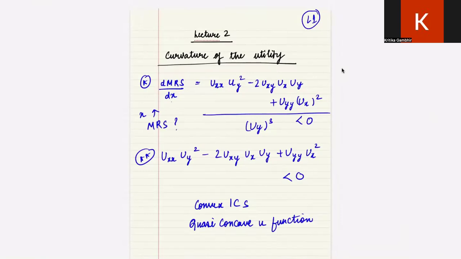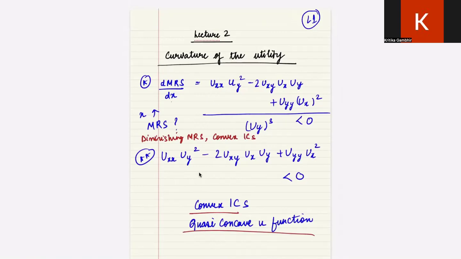Now, if x बढ़ाने से my MRS is falling, right? Then I say my ICs are convex to the origin, similar to the thing that diminishing MRS, or you can say convex ICs, right? Both things are similar. So this is one method. The other method is when we use the bordered Hessian. If this condition is satisfied, this condition that you can see, if this is negative, then we say that the ICs are convex. And in this case, we say that utility functions are quasi-concave. So this is also a condition for convexity.